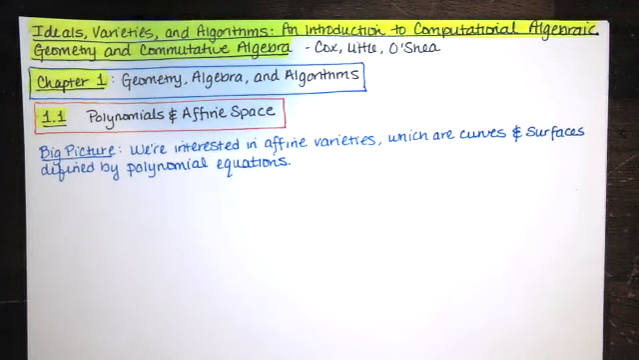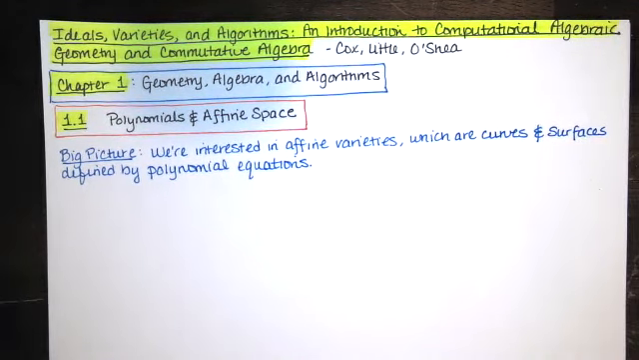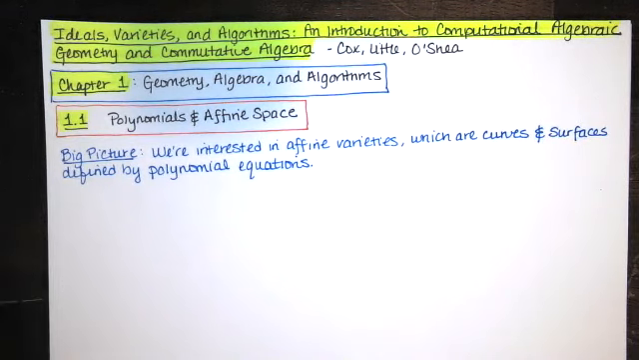But I thought, since I was outlining it anyway, I thought I might make a video series so that other people could learn algebraic geometry along with me. This video will be based on section 1.1 of this textbook. Chapter 1 is about geometry, algebra, and algorithms, and 1.1 is just some preliminary definitions about polynomials in affine space.